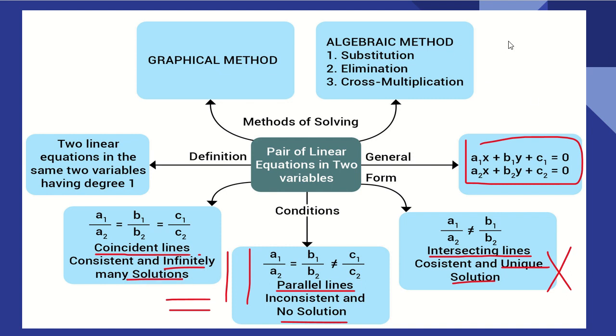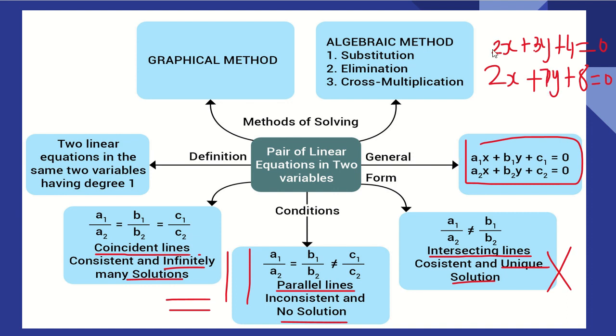So let me check with one example. Let us go with this one example. They have given you two lines like this. The first line is 2x plus 3y plus 4 equal to 0. The second line is 2x plus 7y plus 8 equal to 0. Let us check what kind of lines these are.